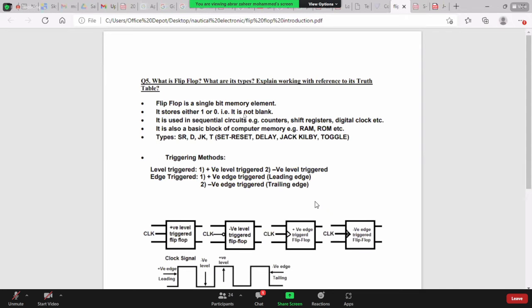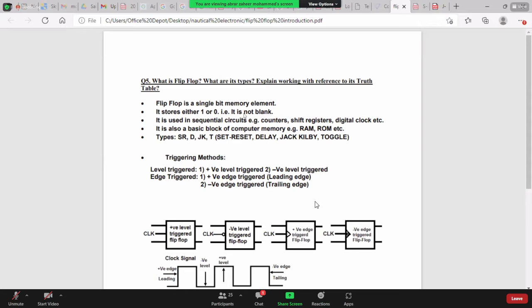So we'll go to the next topic, that is flip-flop. Okay. What is a flip-flop? Flip-flop is a single bit memory element. So it stores either 1 or 0, that is, it is not blank. So it is used in the sequential circuit. For example, it is used in the counters, shift register, digital clocks.